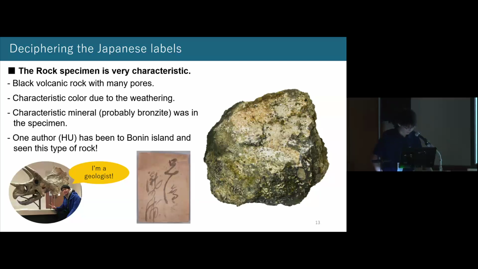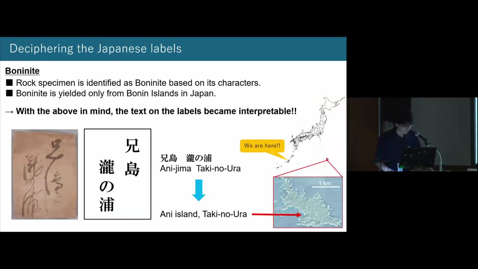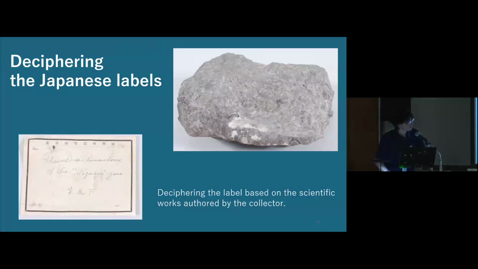This rock is boninite, yielding from the Bonin Islands. Boninite is a specific rock from the Bonin Islands in Japan. Given that this is boninite, I was able to decipher the original label. This one. The name here on the right side indicates Ani and Jima, and the left side is Takinoura. So this label indicates Anijima Island and Takinoura Bay. So this is a case where the specimen itself is the most important source of the specimen's information.